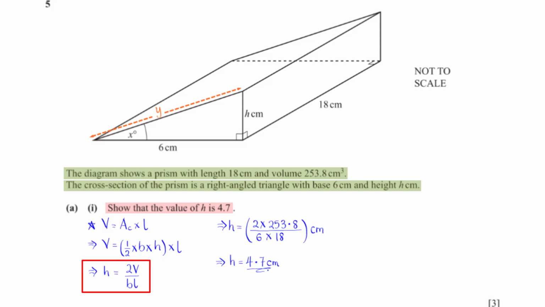The volume V of the prism is 253.8. B is 6 and L is 18. When we type this into the calculator, we get 4.7 centimeters.